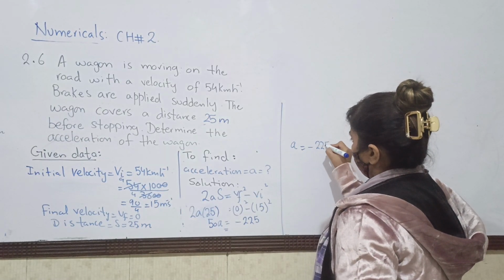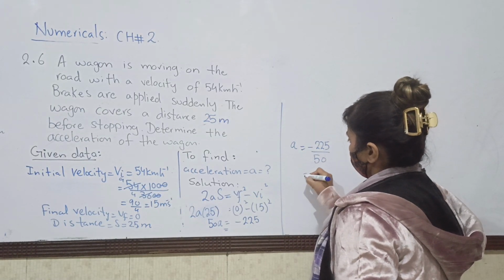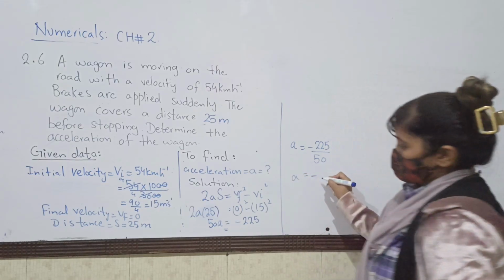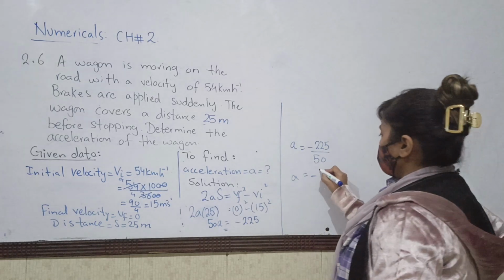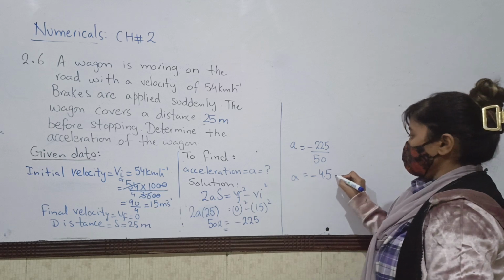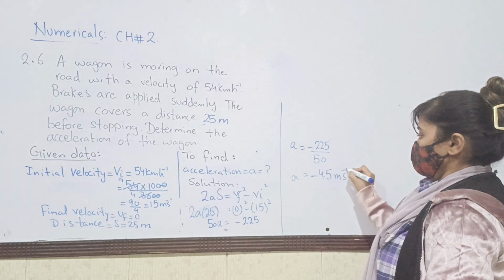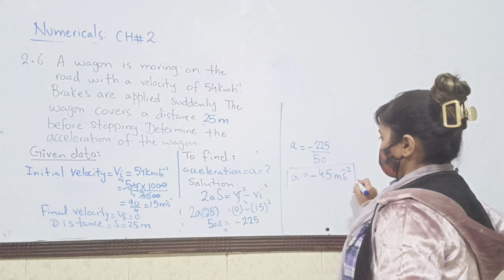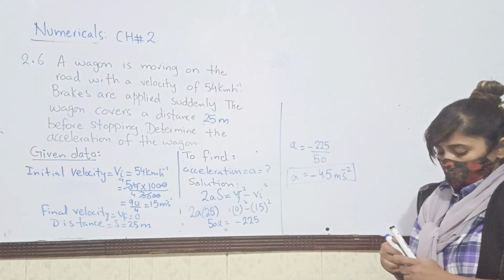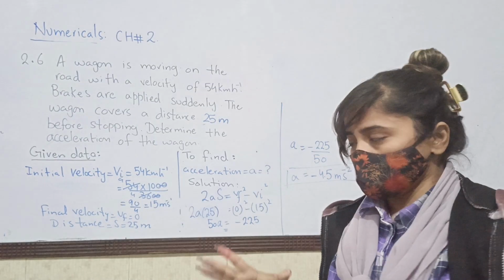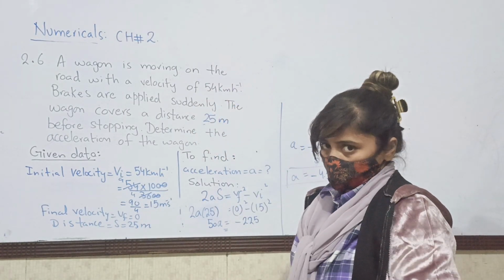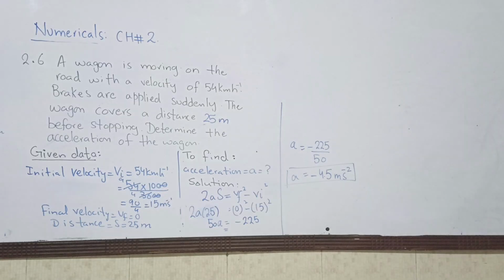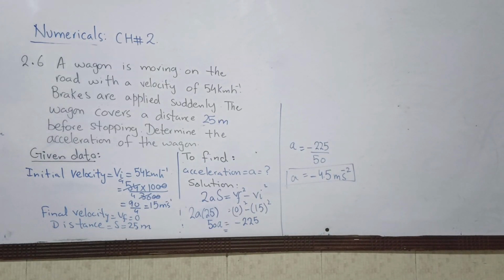minus 225 over 50. So our answer is minus 4.5. The SI unit of acceleration is meter per second square. This negative sign shows that deceleration or retardation is produced because you have applied the brake over here. So this is numerical 2.6.